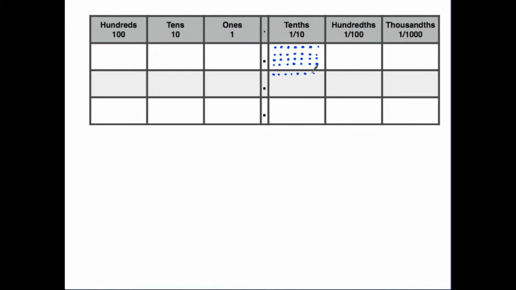So how many tenths would that leave me with? You said that just a minute ago. Number 9. It would leave me with 35 tenths, wouldn't it? Because if I were to count all the dots, I would have 35. Well, we know we can't keep 35 in one column.